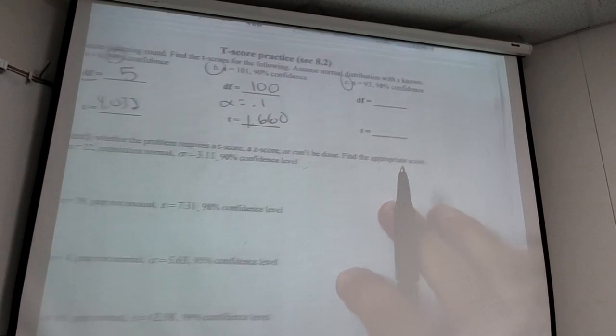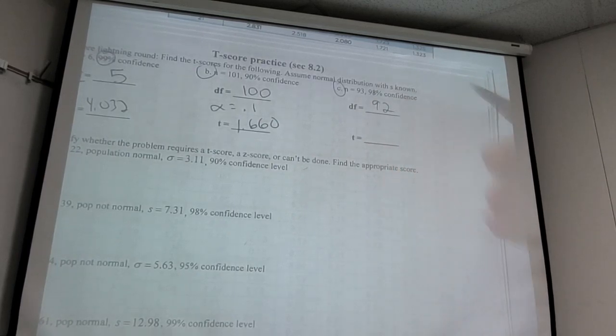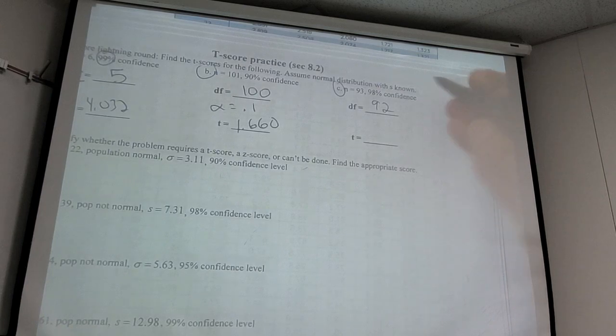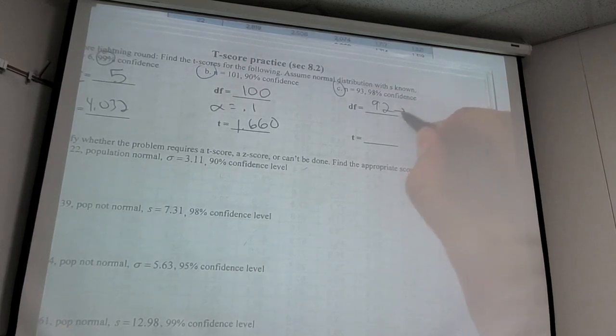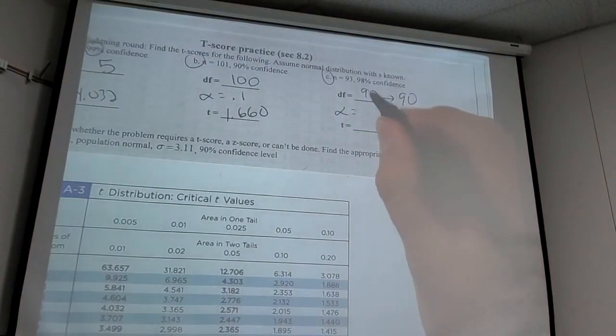Now what's weird about part C? What's the degrees of freedom officially? 92. Is there 92 on our chart? No. So what you always do is be more conservative. More conservative means penalize yourself more. So take this down to the next lower value that's actually on the chart. What's my alpha in this case? 0.1. It's 0.08, but you make it 0.1. No, it's 0.02, I'm sorry, never mind.